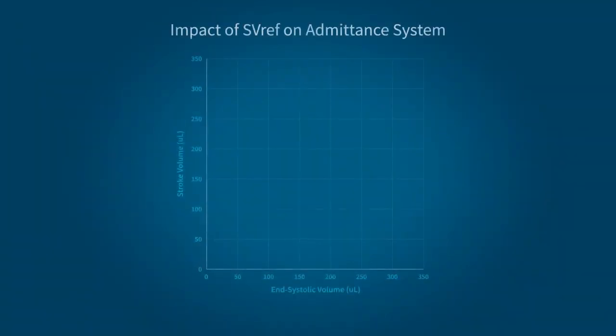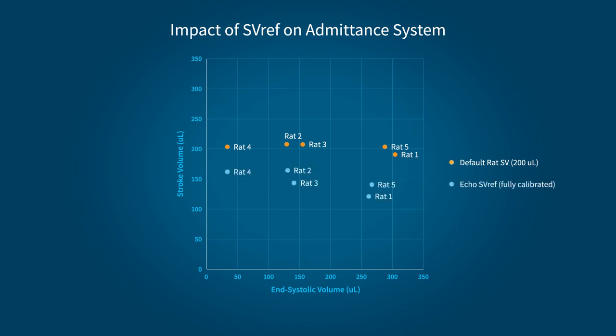When we look at this across a group of 5 animals, the use of the default value estimate consistently results in an overestimation of stroke volume in comparison to the echo calibration. In addition, biological variability of the stroke volume values is reduced when using this estimate, causing all of the reported values to be tightly clustered around the reference value of 200. Essentially, by selecting the same stroke volume reference across a group of animals, you're predetermining your output stroke volume data.